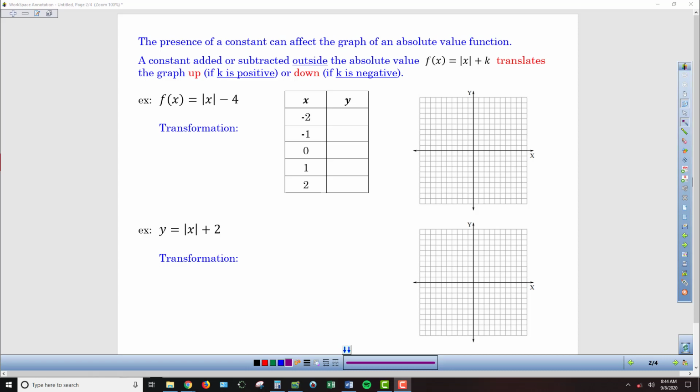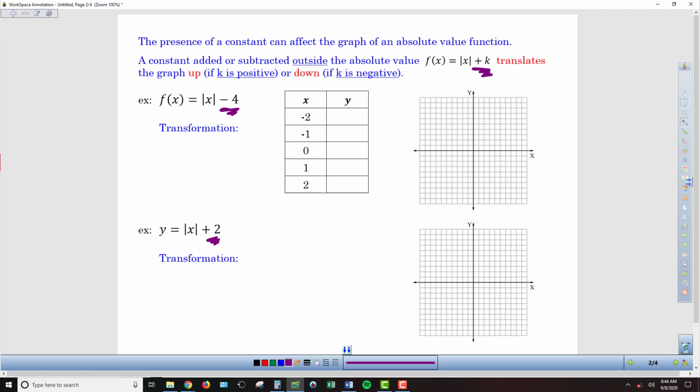So here we see the first place where we can introduce a constant. We can add or subtract a number outside of the absolute value. What we can see here in the two examples is that in the first one we've got a -4, and in the second one we have a +2. But in both cases the absolute value of x is intact, and then we're adding or subtracting a number outside. What we're going to find is that if we add or subtract a number on the outside, it's going to move the V shape up and down.